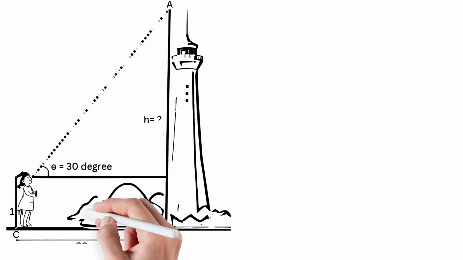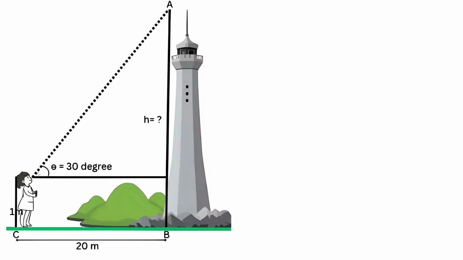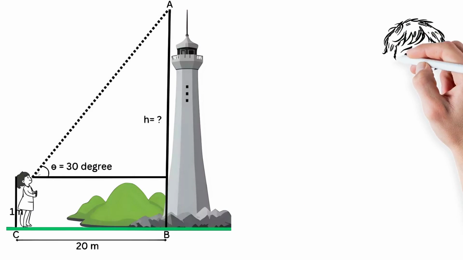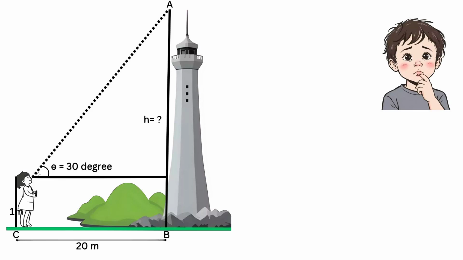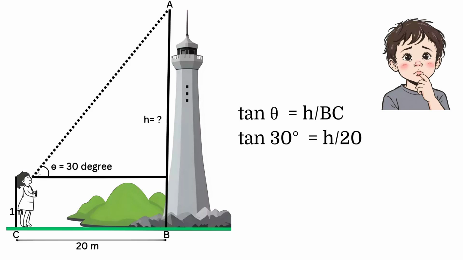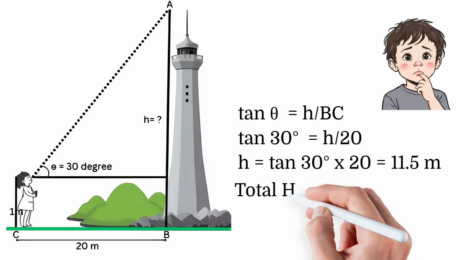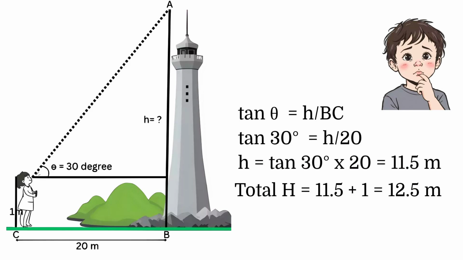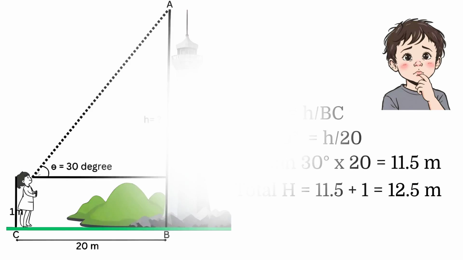A person stands 20 meters from a lighthouse, and the angle of elevation to the top is 30 degrees. Using the formula tan theta equals h over BC, we substitute the values, tan 30 degrees equals h over 20. Solving gives h is 20 times tan 30 degrees, which is about 11.5 meters. Adding the person's 1 meter height, the lighthouse is roughly 12.5 meters tall.